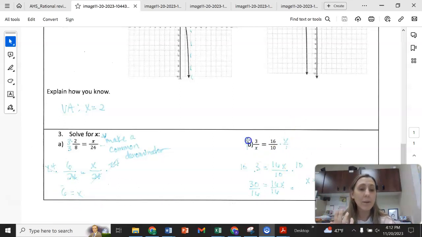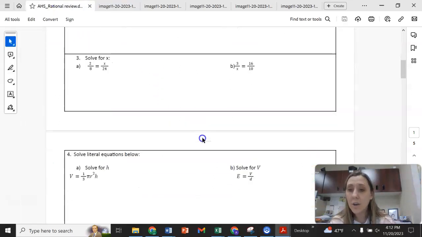On this side, I multiplied both sides by x first, and I got 3 is equal to 16x over 10, and then I multiplied both sides by 10, and that gave me 30 equals 16x. Then I divided both sides by 16, and I got x was equal to 15 over 8, or 1.875. All right. So now let's go to this one.